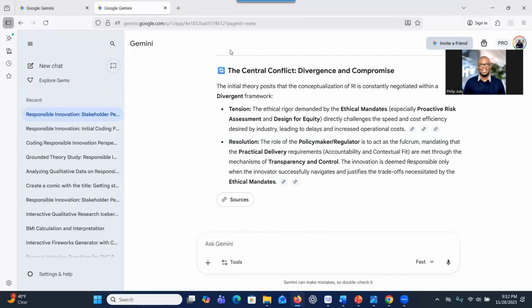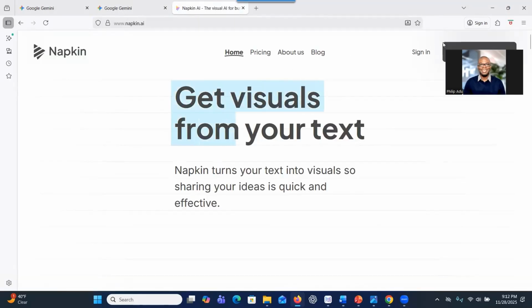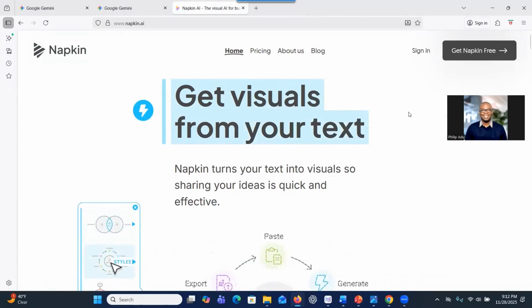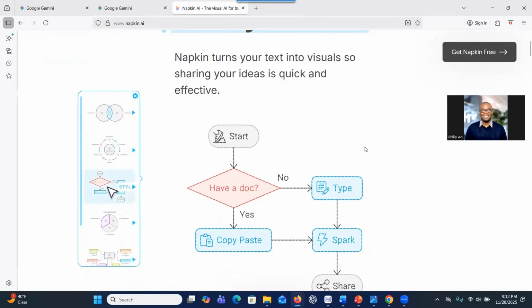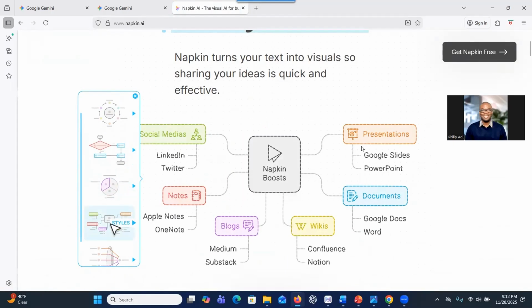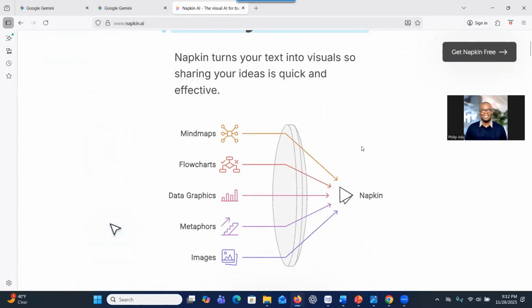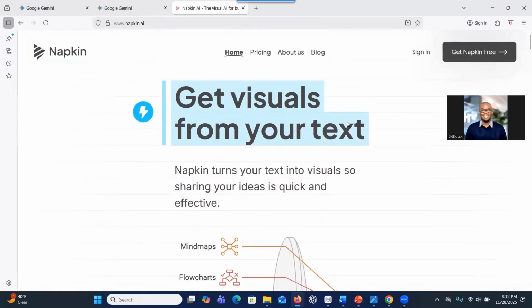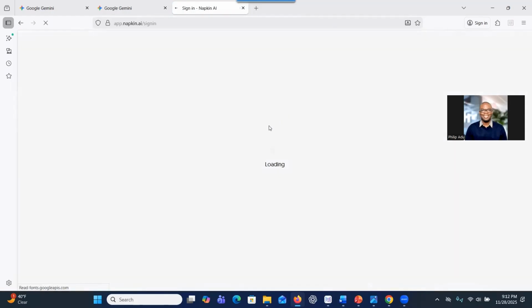There's a software that you could use. It's called Napkin.ai. So this is the website of Napkin.ai. If you want to create any visual representation, you just give the system a text and then it will create a visual representation for you. This is what I use all the time. So you log in or you sign up, and then this is what you're going to see.